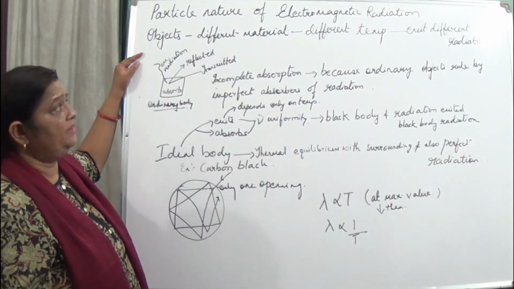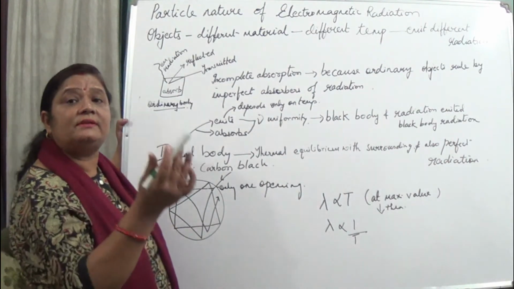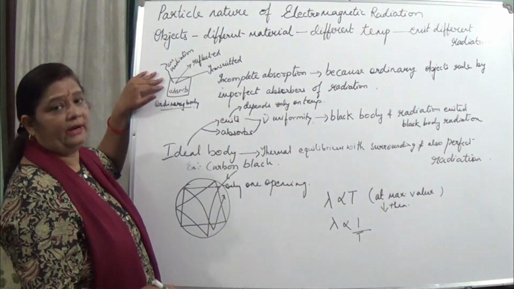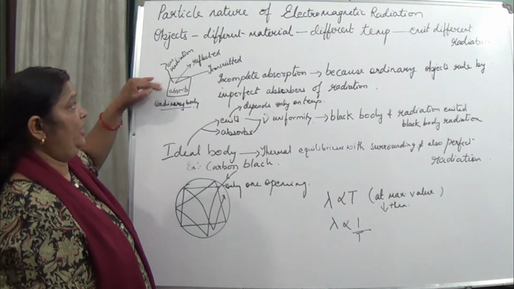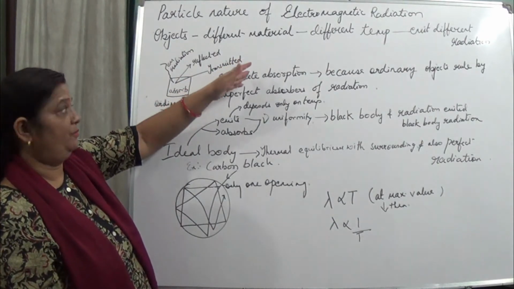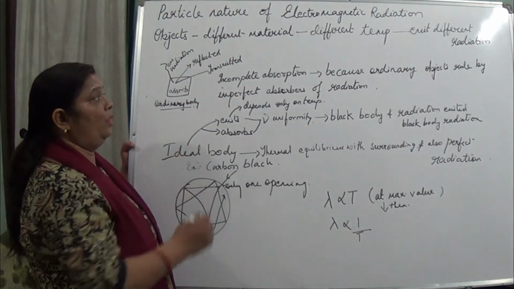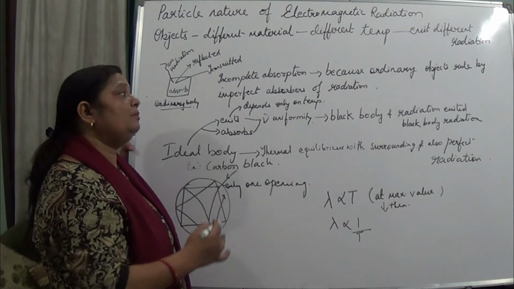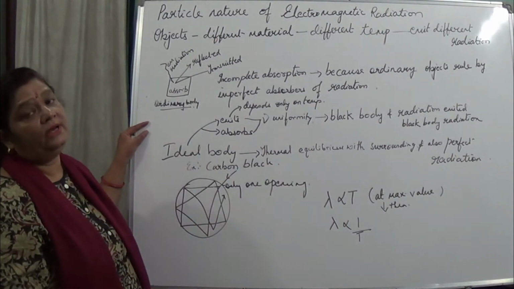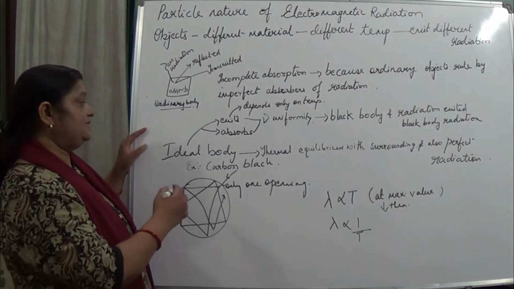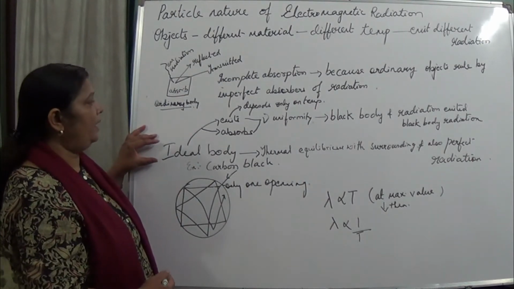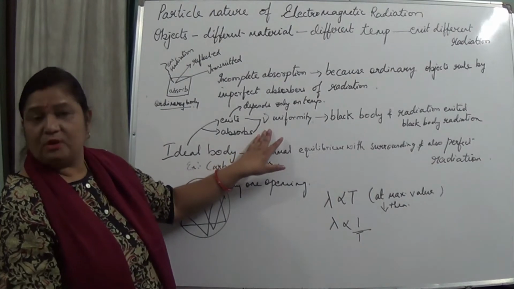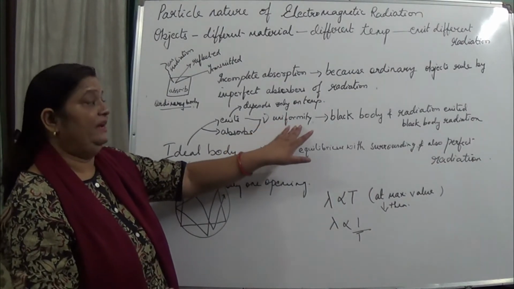Objects of different materials will have different temperatures and will emit different radiations. If we take an ordinary body and provide electromagnetic radiation to it, it will absorb, reflect, and transmit the radiation. So it shows incomplete absorption, because ordinary objects are imperfect absorbers of radiation. Now if we consider an ideal body, not an ordinary body, it will absorb or emit with a uniform frequency, and such a body is a black body.